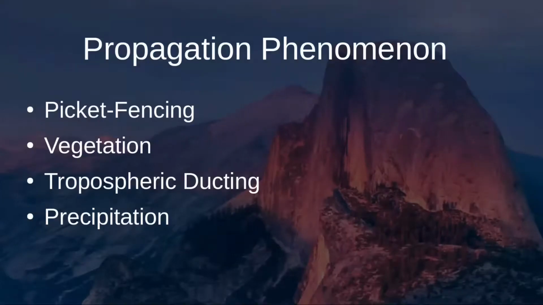There are some interesting phenomena that occur with radio wave propagation. Some are known as picket fencing. Vegetation has an effect on propagation. There's also something called tropospheric ducting, and precipitation also has an effect on propagation.